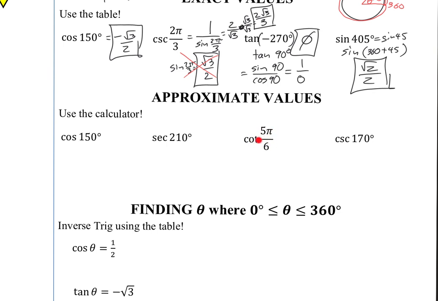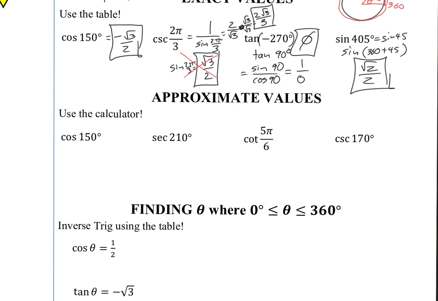You just hit mode, and then you'll see some options there. A few lines down, one says radian, one says degree. For these ones, you want to make sure degree is highlighted. For this one, you want to make sure radian is highlighted. So let's make sure your calculator is in degree mode, and we'll do these ones in degrees first.